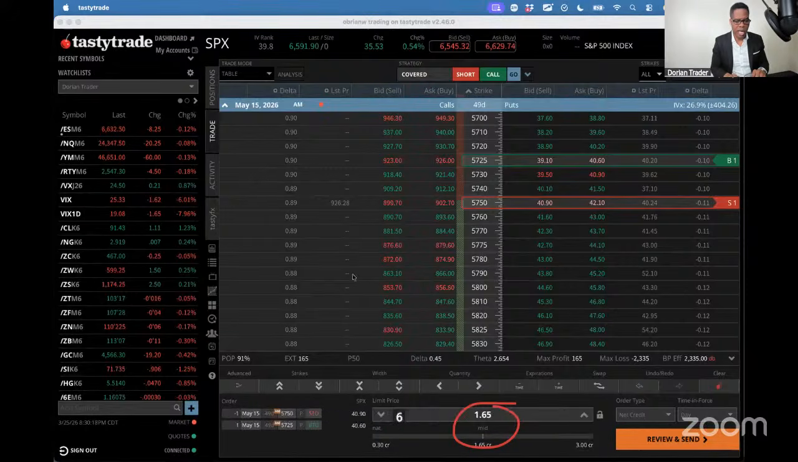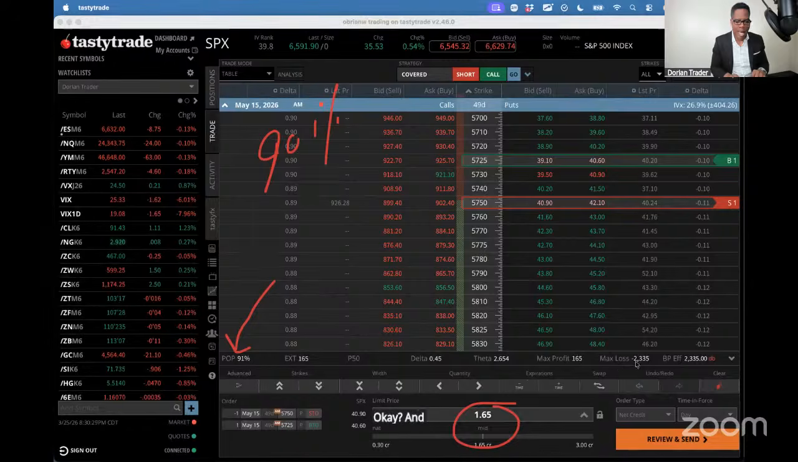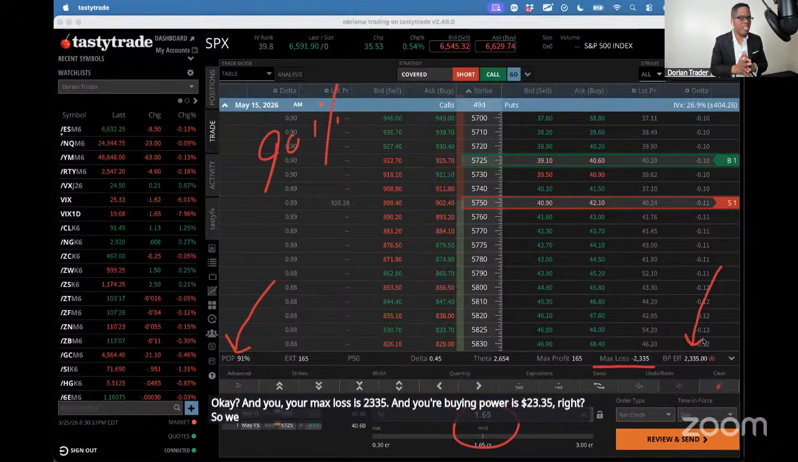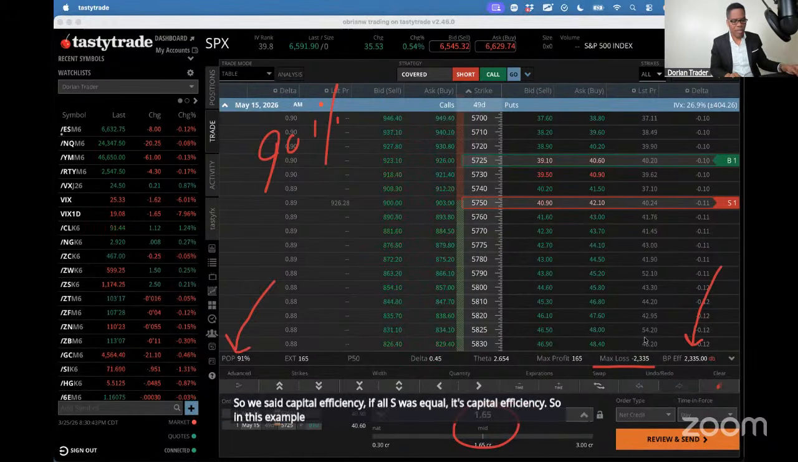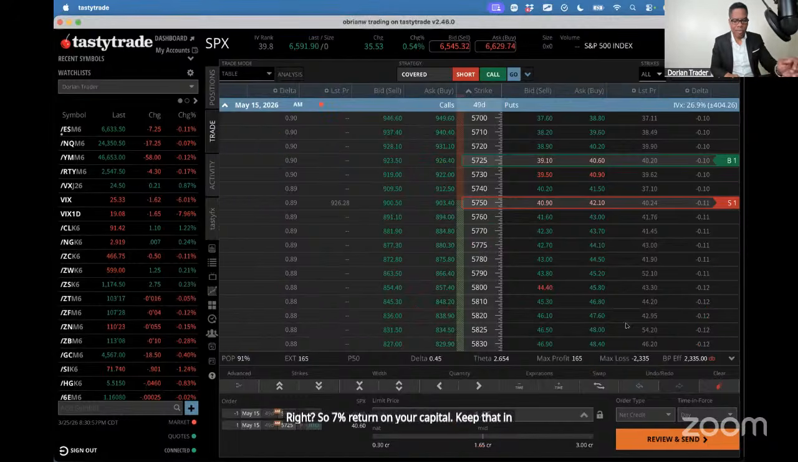Tasty Trade is saying you have a 91% chance of winning. I'd just say 90 if it was a 10 delta. You have a 90% chance of winning at expiration. Your max loss is 23.35 and your buying power is 23.35. We said capital efficiency, if all else was equal. In this example, if you take the 165 and divide it by the 23.35, that's a 7% return on your capital for the SPX. Keep that in mind: 7% return on your capital.